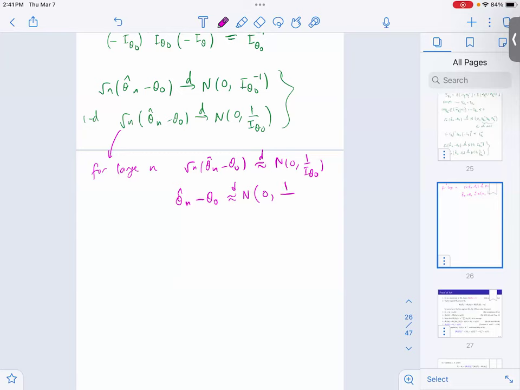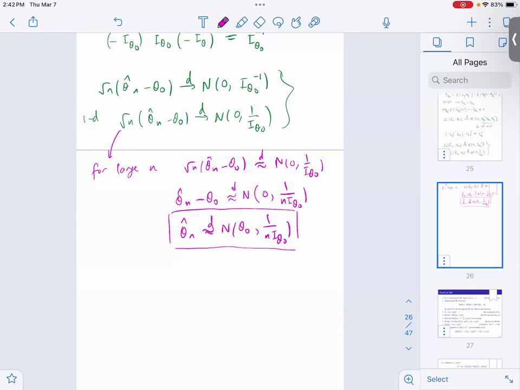It's going to change the variance. You get n times the Fisher information, right? And then I can rearrange. So theta hat n would be approximately normal with mean theta naught. So this very heuristic argument suggests that asymptotically, this will have the correct mean. So we'll say theta hat n is unbiased for theta naught asymptotically.